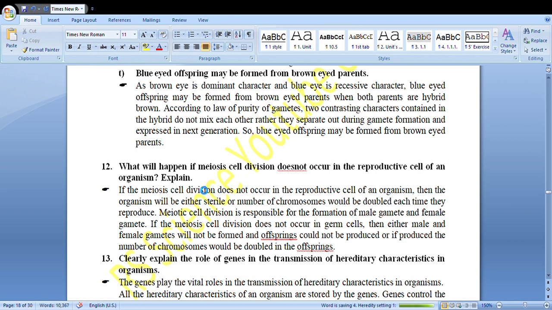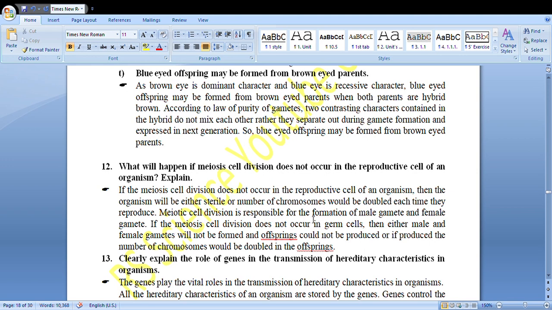What will happen if meiosis cell division does not occur in the reproductive cell of an organism? If meiosis does not occur in the reproductive cell of an organism, then the organism will be either sterile or the number of chromosomes would double each time they reproduce.